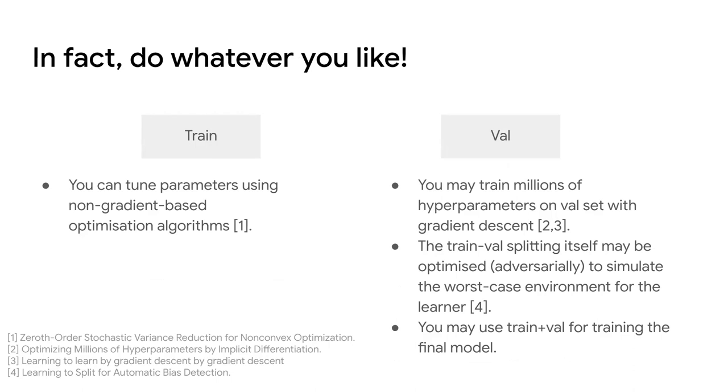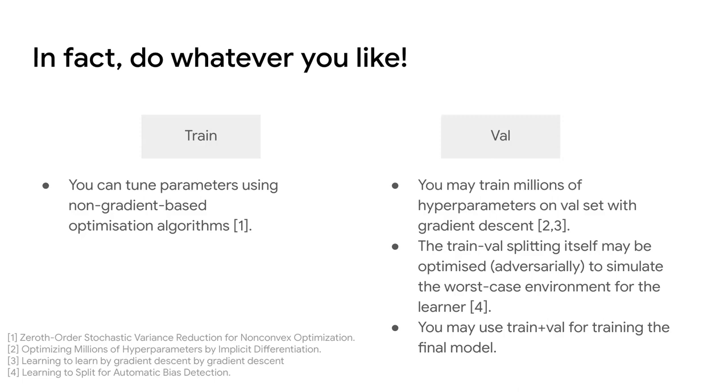So I have one, this zeroth order stochastic variance reduction for non-convex optimization. So you don't have to use SGD or first order optimization for training the parameters. You can also use such techniques for tuning the parameters. And also for validation, the hyperparameters are typically very low dimensional, like up to 10 or 20 dimensions, 20 degrees of freedom. But you can also train millions of hyperparameters on the validation set with gradient descent, yeah?